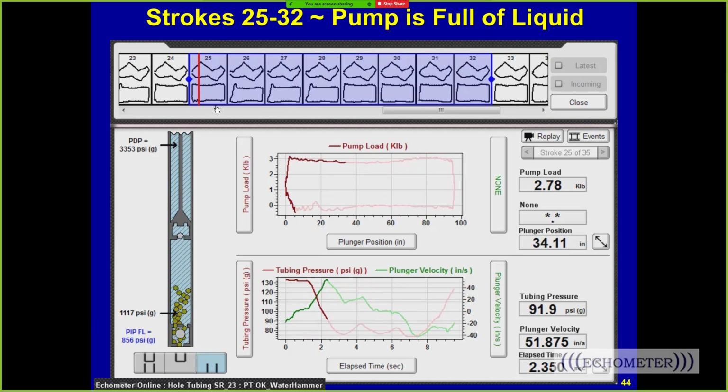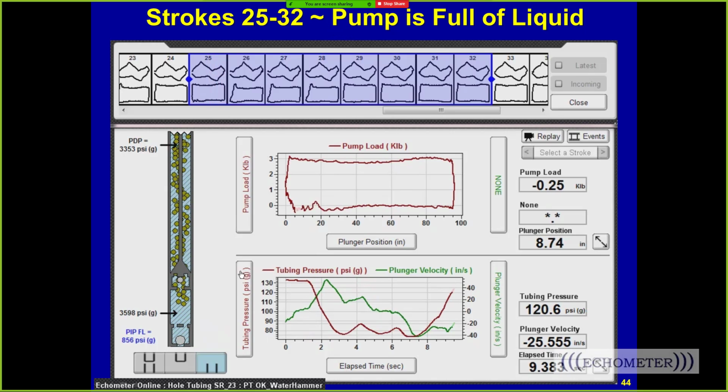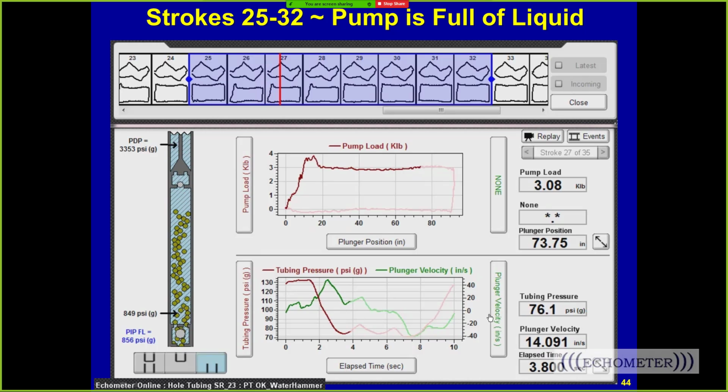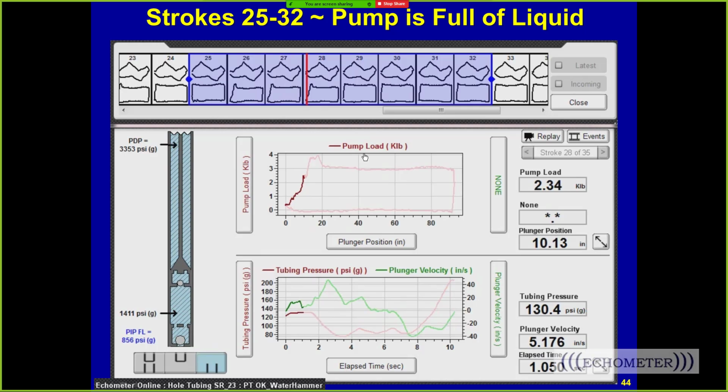Now this is showing various strokes, strokes 25 to 32, and the pump's full of liquid. And this is the tubing. So I'm looking at the analysis plot as we're acquiring data, and the tubing pressure is in red. And we can see here the tubing pressure is around 70 to 130 psi, and this is the plunger velocity. Somewhere here we're going to start to increase the tubing pressure. It's 120.